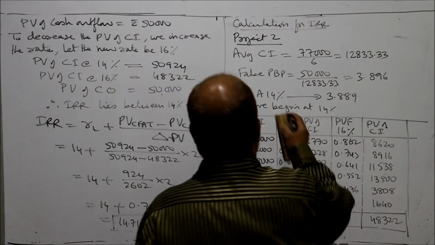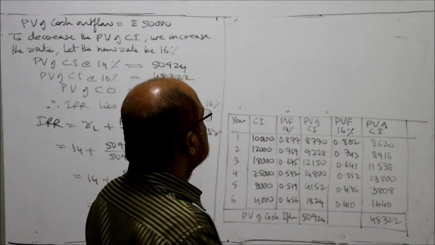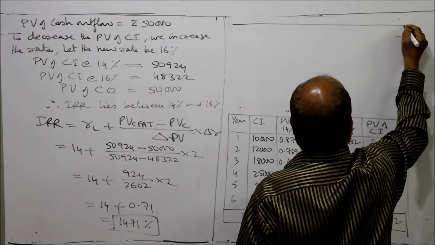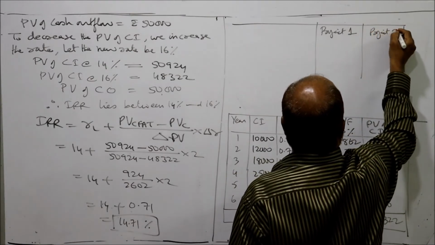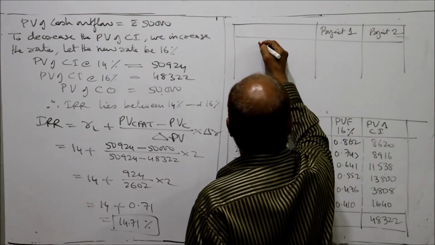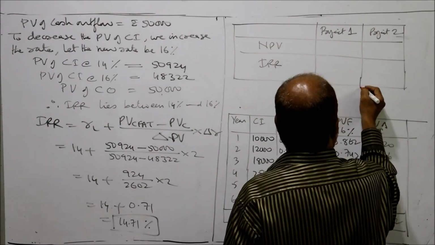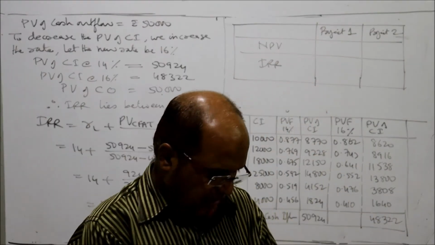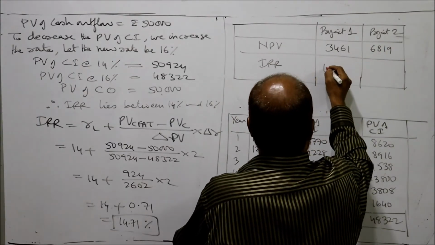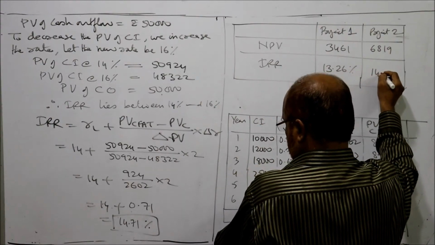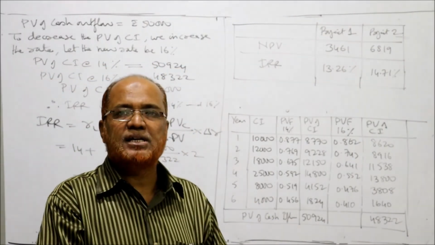So we have calculated the IRR for both the projects. Project 1, Project 2, NPV, IRR. So we have calculated NPV 3,461, 6,819 and IRR 13.26%, here 14.71%. On the basis of these calculations, we can give the suggestion which project is better, project 1 or project 2.